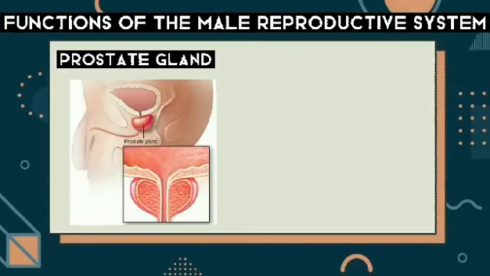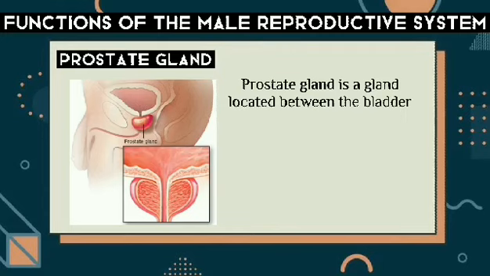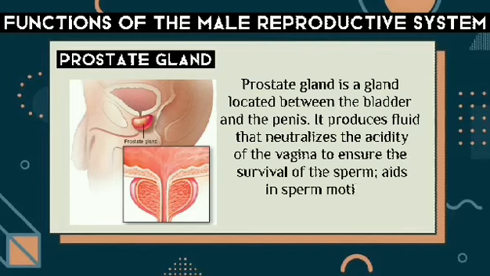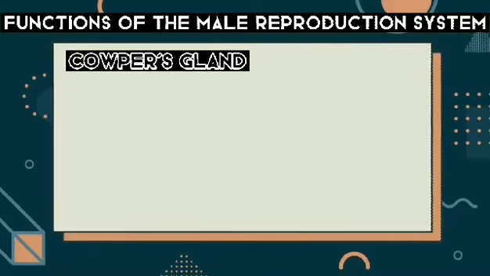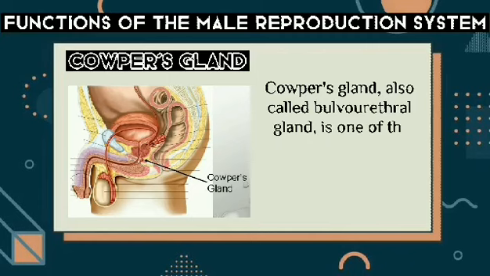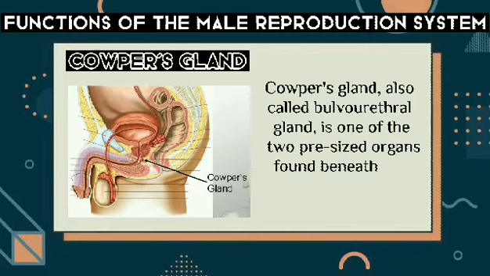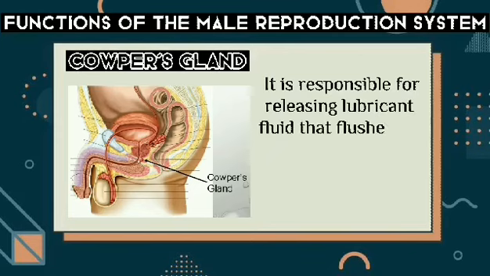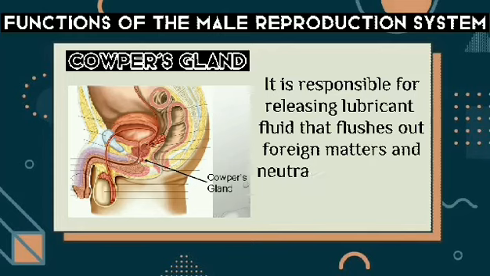Prostate gland. The prostate gland is a gland located between the bladder and the penis. It produces fluid that neutralizes the acidity of the vagina to ensure the survival of the sperm and aids in sperm motility. Cowper's gland. Cowper's gland, also known as the bulbourethral gland, is one of two pea-sized organs found beneath the prostate gland. It is responsible for releasing lubricant fluid that flushes out foreign matter and neutralizes the acidic urine in the urethra.